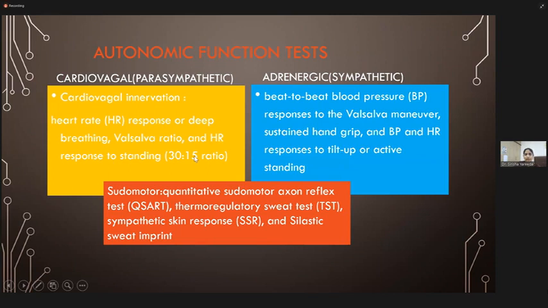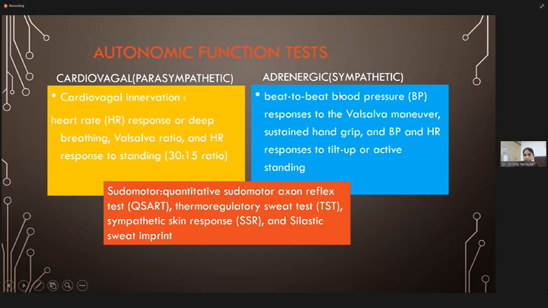Similarly, standing. We all know that with standing, there will be an initial decrease in the blood pressure and an increase in the heart rate. So again, here you can take the RR interval and calculate, because this response to standing will rectify in 30 seconds. That is why we have taken the 30/15 ratio. So these are some of the tests for the parasympathetic functioning. Then the other tests for the adrenergic, as I told you, the sympathetic function, are all blood pressure dependent. So the BP changes to Valsalva maneuver and head up tilt test or active standing.